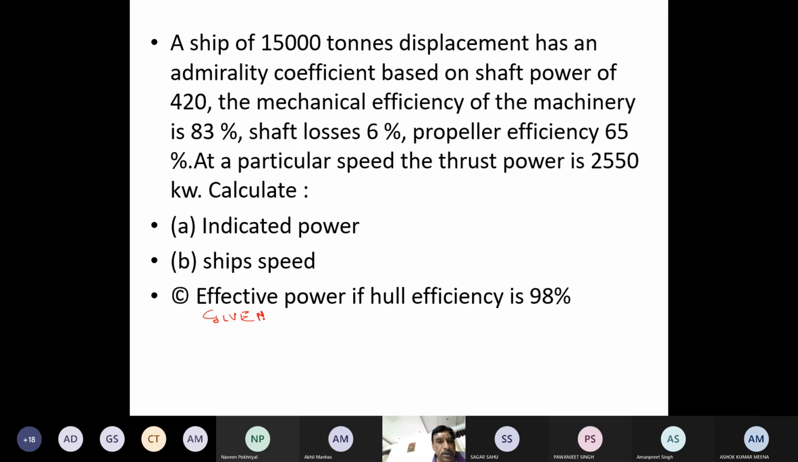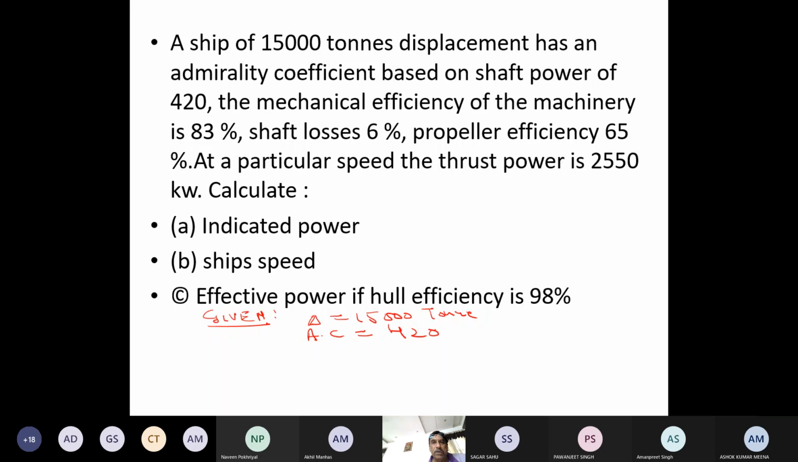The idea here is to know what all is given. So I can say delta is given, 15,000 ton, and keep writing the units as well. So this is available to me. This is the displacement. Now, AC, the admiralty coefficient, is 420, also given.